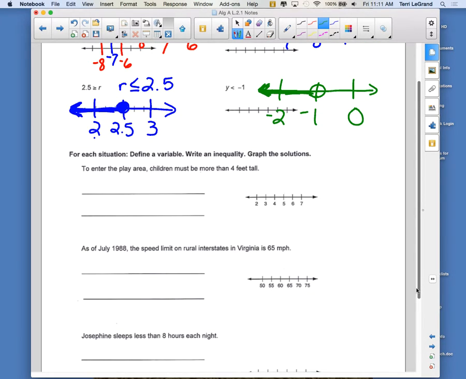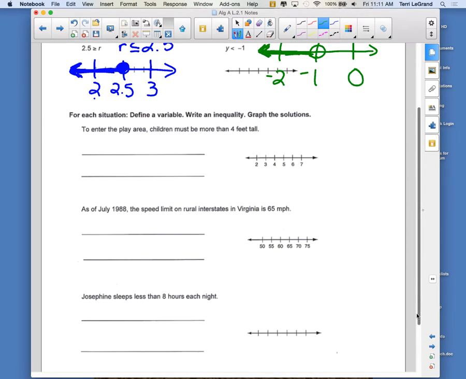Okay, we only have about 5 minutes left here, so we gotta move on to this last section. For each situation, it says define a variable. In other words, pick your variable and tell what it represents. Then write an inequality, and then it says graph it. Okay, so they kind of have the graph set up for us. To enter the play area, children must be more than 4 feet tall.